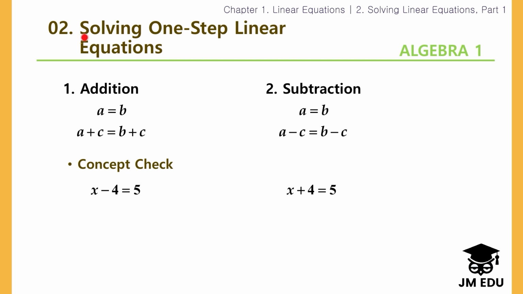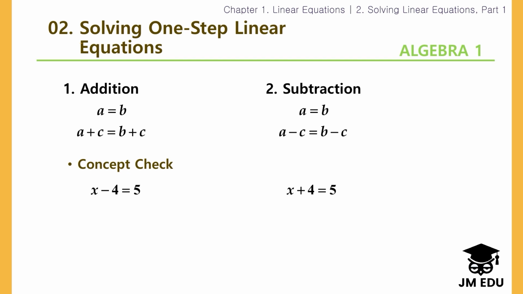Now let's talk about solving one-step linear equations. For number one, we have addition. Let's say we have the equation a is equal to b. This means the expression on the left-hand side is equal to the expression on the right-hand side. They are equal, right? We can always add the same number, c, to each side of this equation. This is called the addition property of equality.